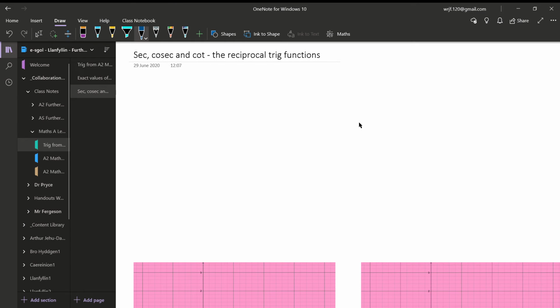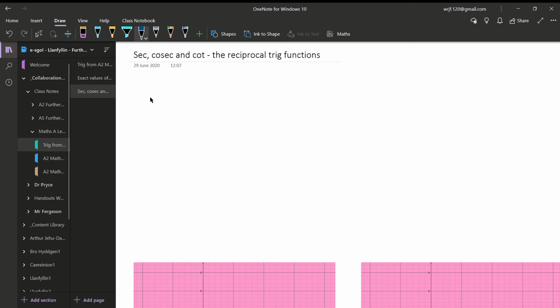This video is an introduction to three new trig functions known as the reciprocal trig functions. And these, as you can see from the title there, go by the titles sec, cosec and cot. They're based on the three familiar trig functions cos, sine and tan. And I want to have a quick look at the definitions and perhaps just a quick look at the graphs to see if we can see how they behave as well.